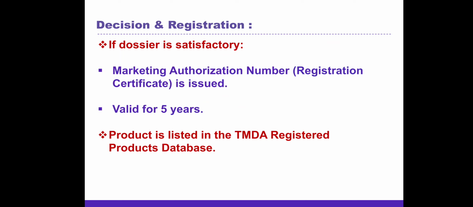After query, the next stage is decision and registration. If dossier is satisfactory, TMDA will issue marketing authorization number. It is also called as registration number, and TMDA will issue the registration certificate to the applicant, and the validity of registration certificate is 5 years. Product is listed in the TMDA registered product database. Means we can check that product registration status in the TMDA portal.